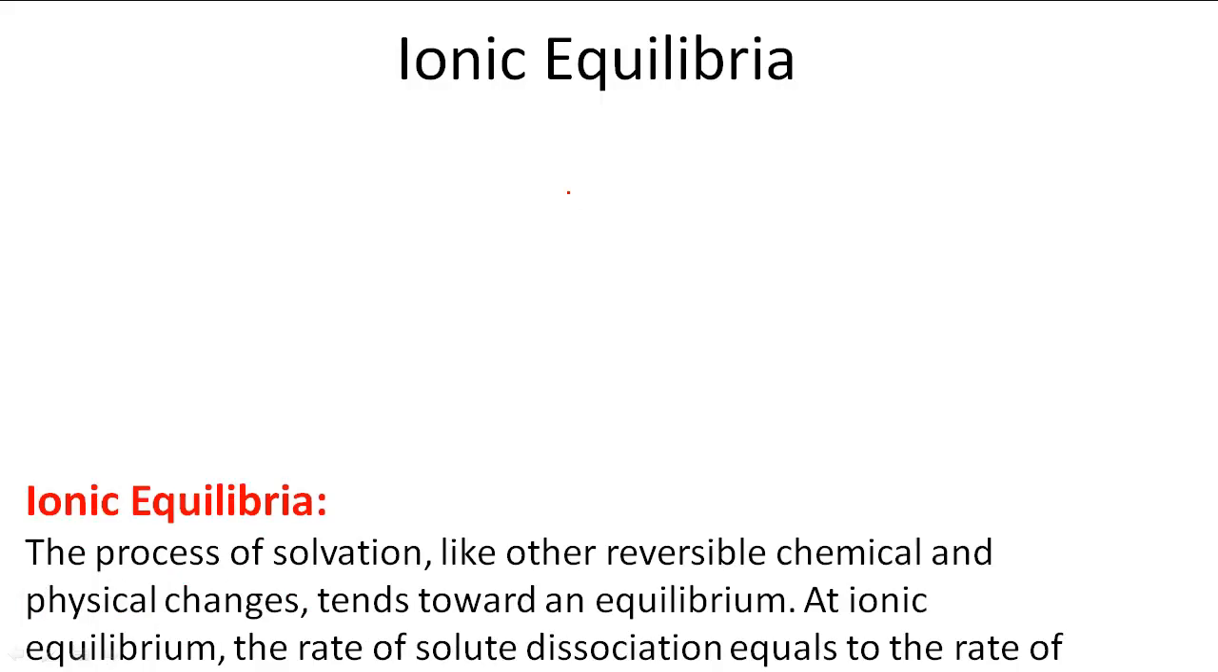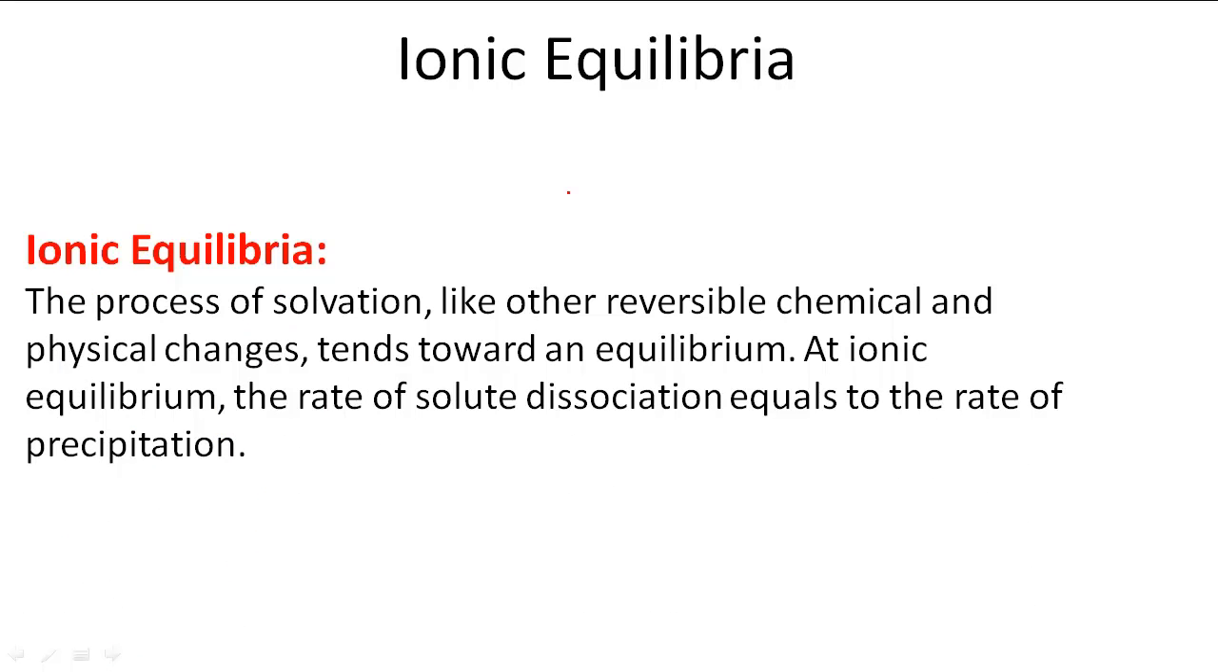Ionic equilibria. When we talk about ionic equilibria, we think about the process of solvation. Like other reversible chemical and physical changes, it tends towards an equilibrium. At ionic equilibrium, the rate of solute dissociation equals the rate of precipitation.